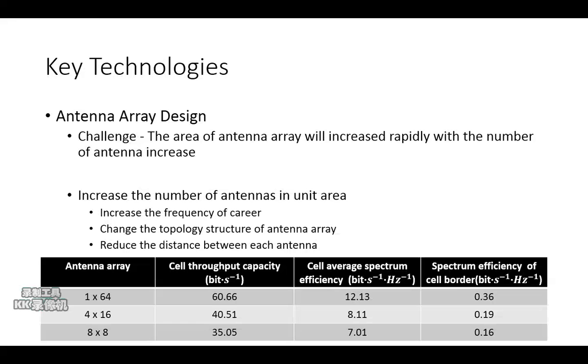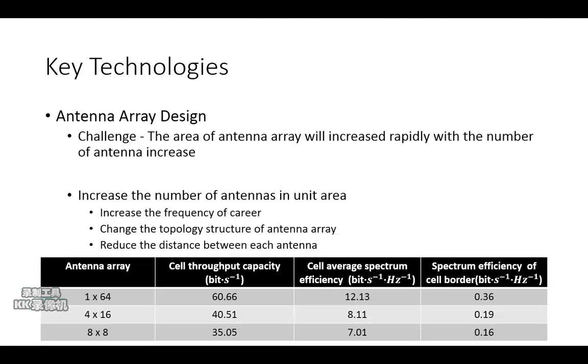The second method is to change the topology structure of the antenna array. The antenna array could be designed in different shapes, such as square plane, round plane, or cube. In this case, the antenna array should be designed in a square plane. Then the area of the plane will be 0.3 square meter. It's acceptable. It's worth mentioning that the channel characteristics will change with different topology structures. In the table, we can see that for a fixed number of antennas, when the number of horizontal antennas increases, the spectral efficiency will also increase.